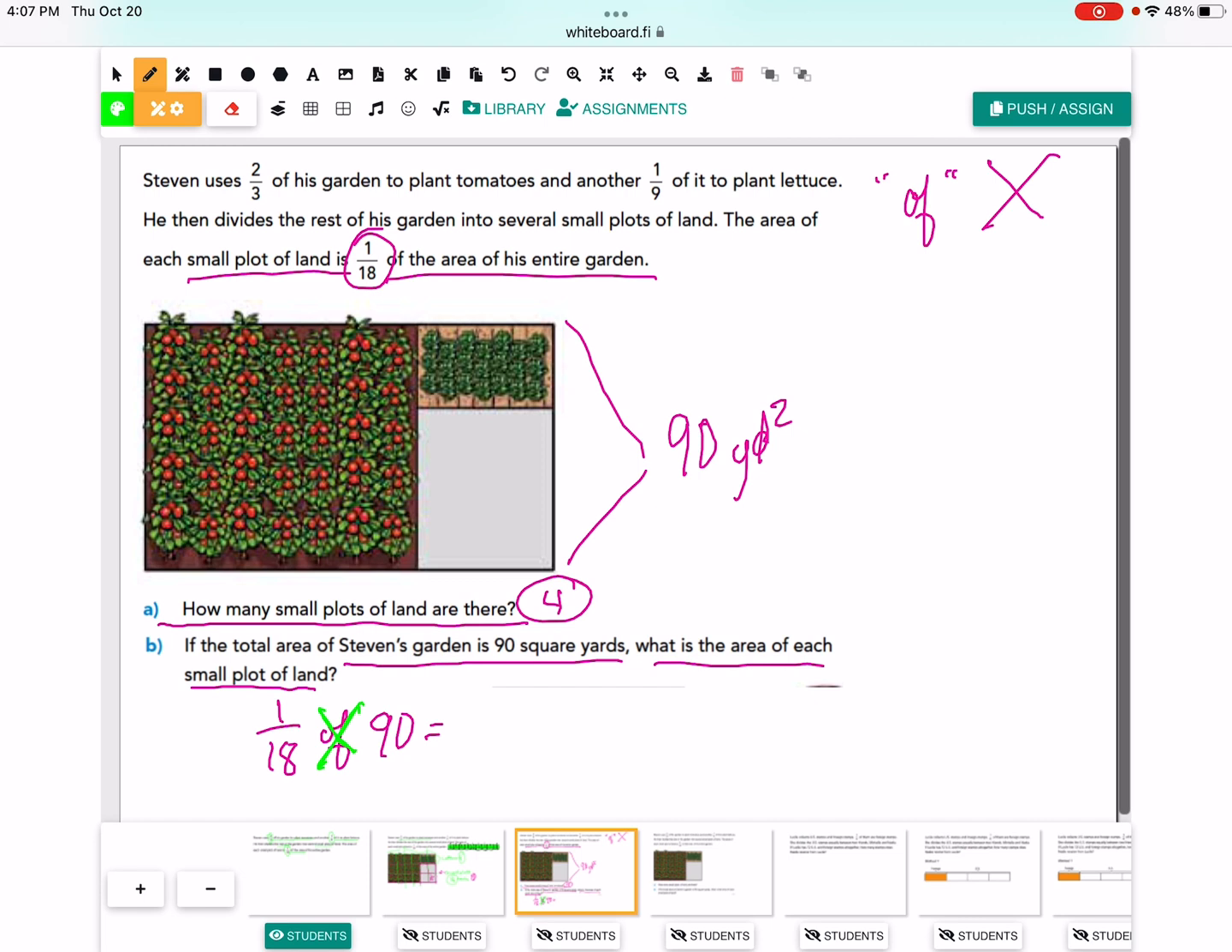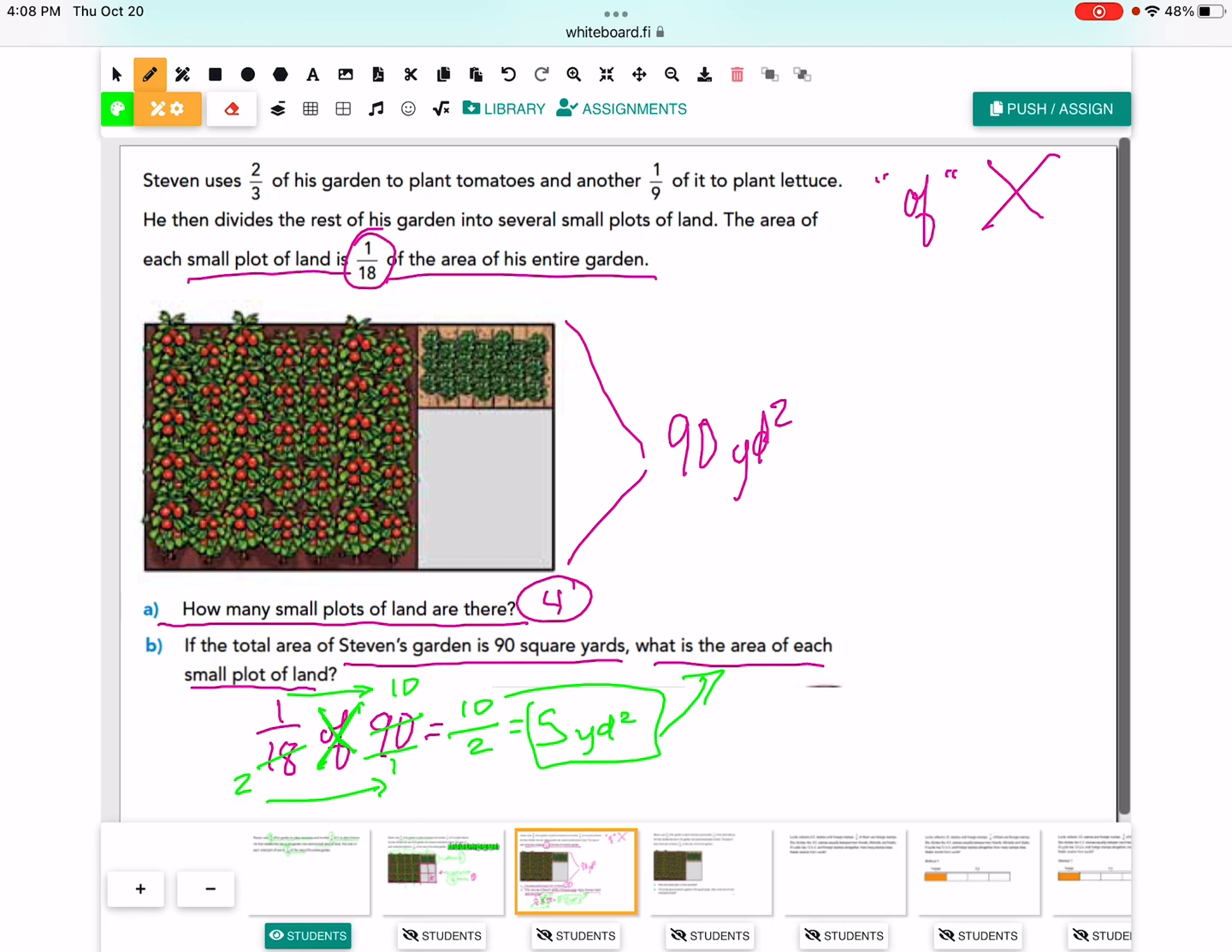Well, you know that I prefer to simplify, and I see some interesting things. I'm going to put 90 over 1, just like 18 is under 1. And I see there are 10 nines in 90. There are 10 of them. And I know there are 2 in 18. So if I multiply across, 1 times 10 is 10. 2 times 1 is 2. 10 halves is the same as 5. And in this case, 5 square yards. So this is my answer to that question. What is the area of each small plot of land? All right. So we're done.